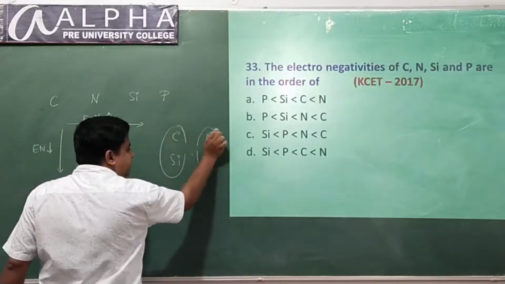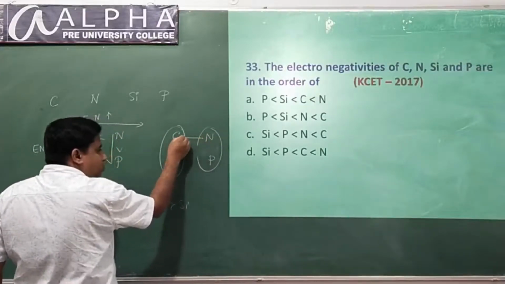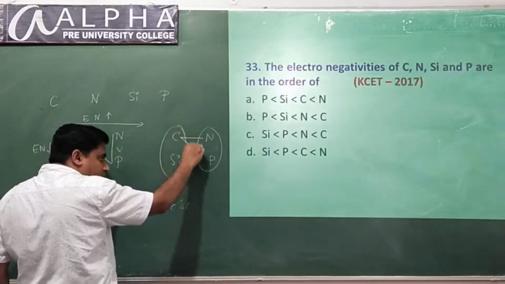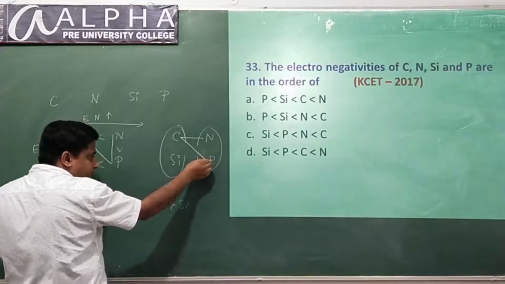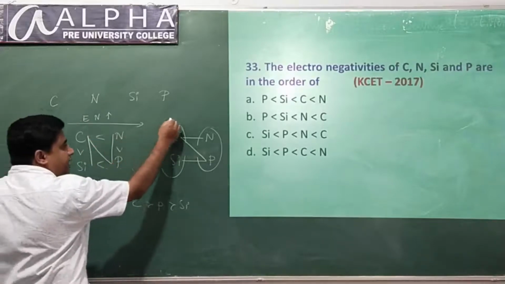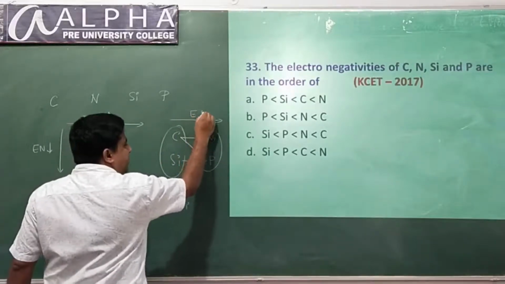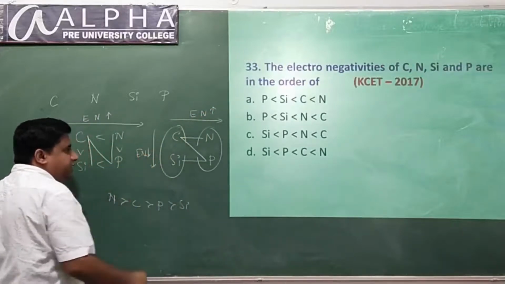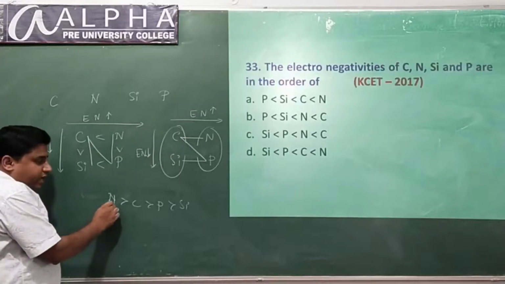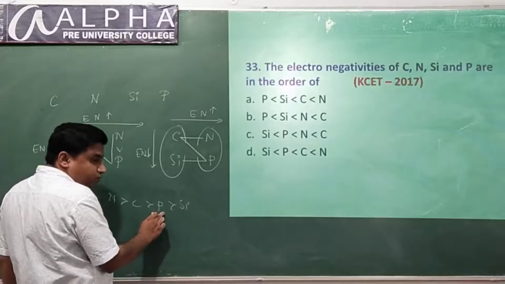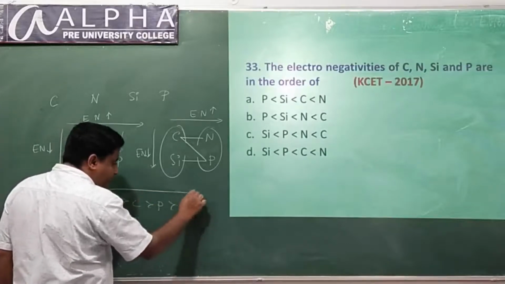You have to go in a zigzag way. Nitrogen is more electronegative than carbon. Carbon is more electronegative than phosphorus. Phosphorus is more electronegative than silicon. A zigzag way, because electronegativity along the period increases and down the group decreases. So nitrogen is more electronegative than carbon, which is more electronegative than phosphorus, which is more electronegative than silicon.